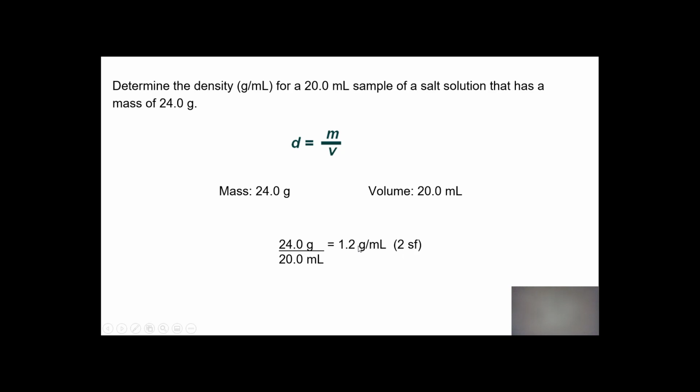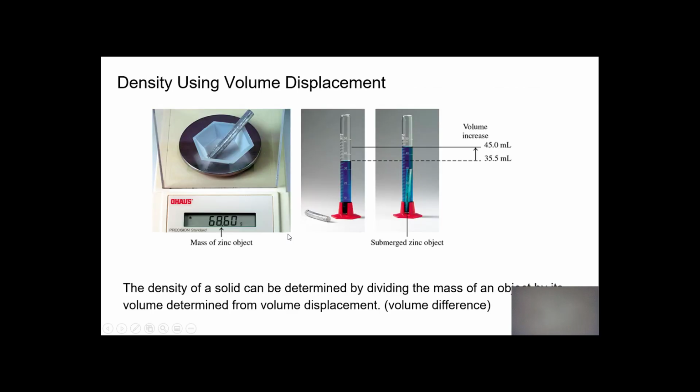This should be 3 sig figs. So 1.20 grams. I need to fix that on the describing the slides. So again, set up the mass, the volume, and then divide into each other, 20 into 24, and the result will be 1.20 grams per mL. 3 sig figs, not 2.